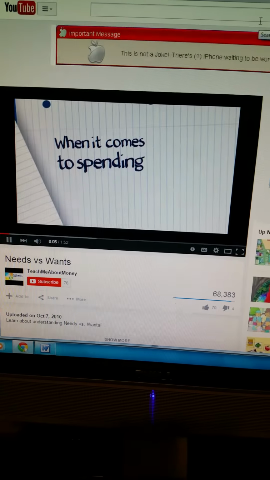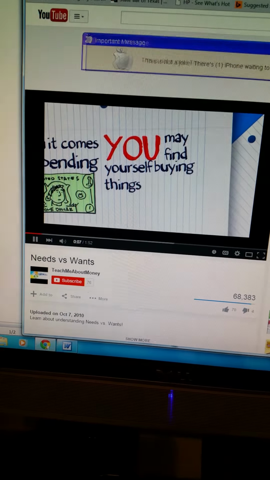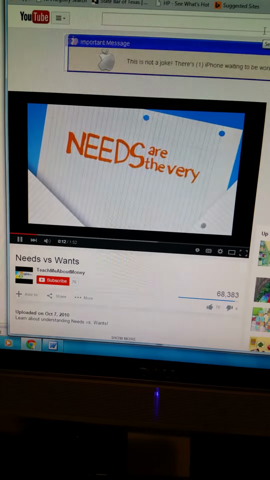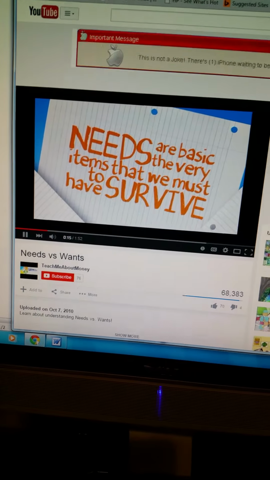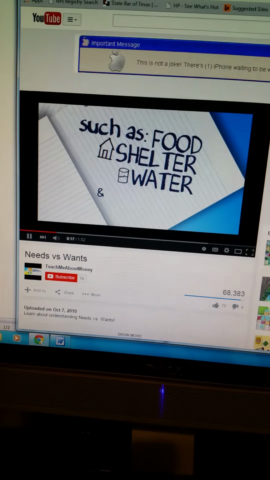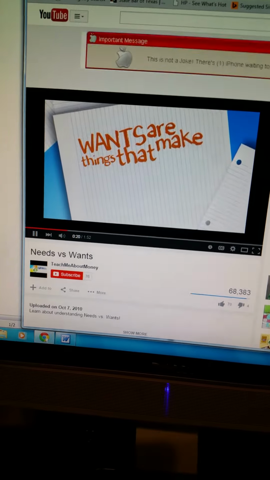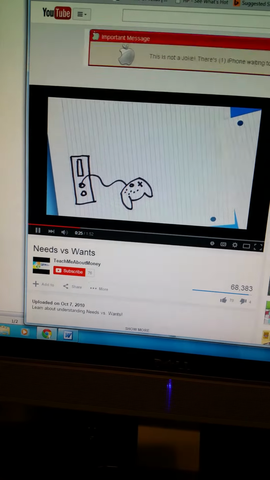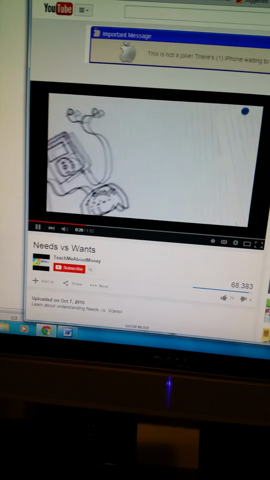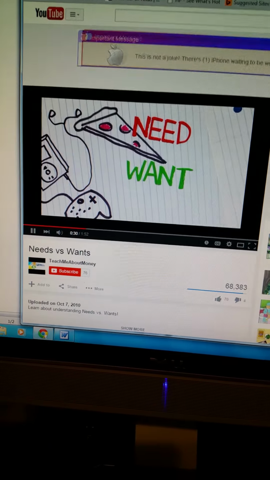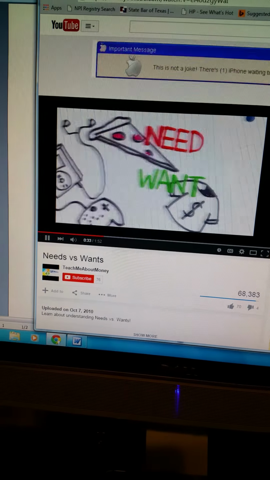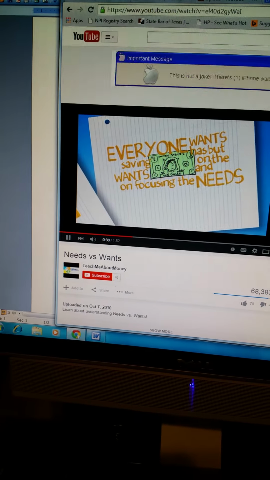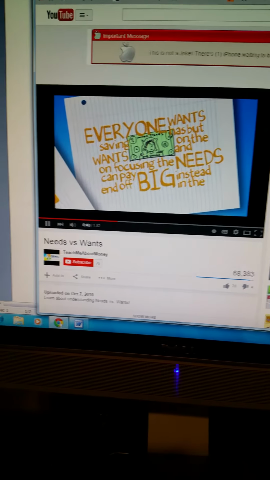When it comes to spending money, you may find yourself buying things that you don't really need, but rather things that you want. Needs are the very basic items that we must have to survive, such as water, food, shelter, and clothes. Wants are things that make life more fun, but that you could really live without. For example, a video game or an MP3 player. And while you need food to eat, you want to have pizza with your friends and wear the expensive clothes. Everyone has wants, but saving money on the wants and focusing on the needs instead can pay off big in the end.